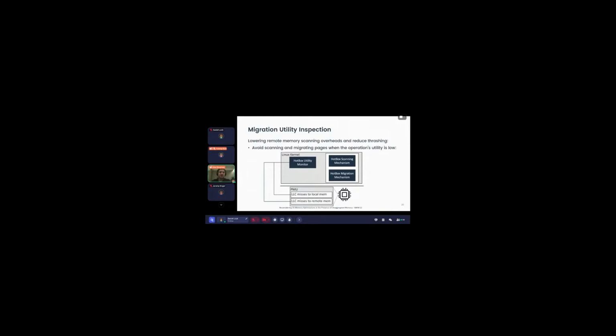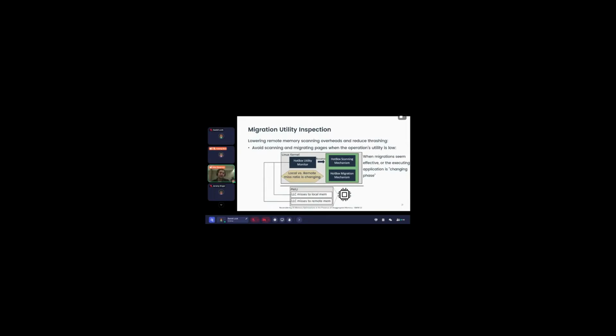To control the remote memory scanning and the overall migration mechanism, Hotbox employs a migration utility inspection technique. The Hotbox utility monitor utilizes the CPU's performance counters, specifically the number of LLC misses to local and remote memory, to determine the utility of the memory migrations it performs. The utility monitor inspects the local versus the remote memory miss ratios.